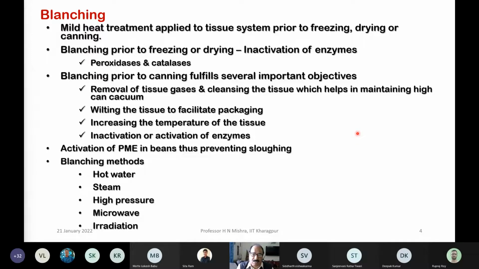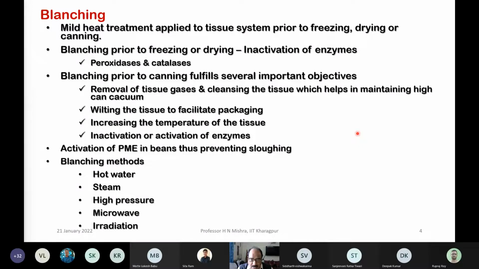You can see the difference, because the can is finally heated, suppose, at 100 degrees Celsius. The energy required in the initial come-up time is from 25 to 100 in one case, and 80 to 100 in the other. It makes a lot of difference: energy saving, economy of operation, etc. Then there are a few examples where blanching prior to canning fulfills the purpose of activation of enzymes, particularly in certain beans.